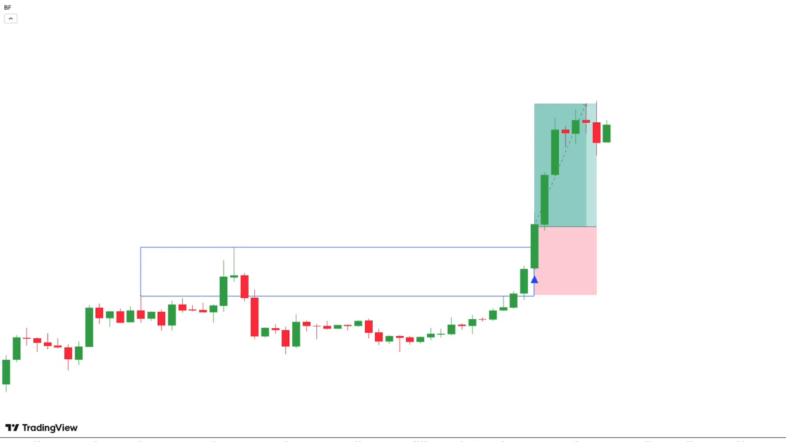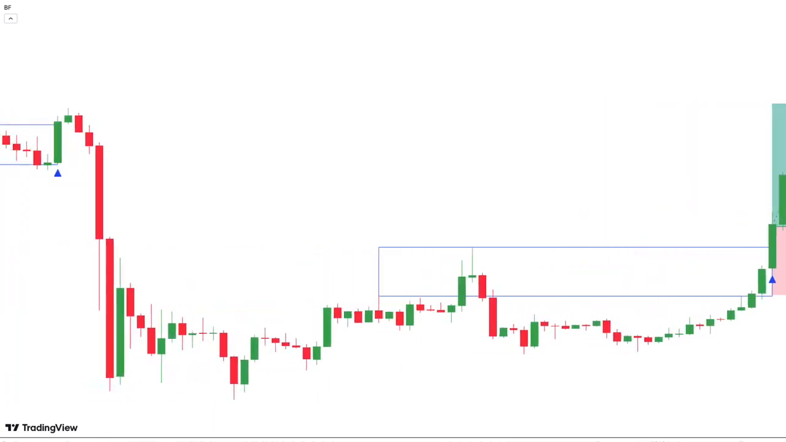The market structure also plays an extremely important role when entering into a position.